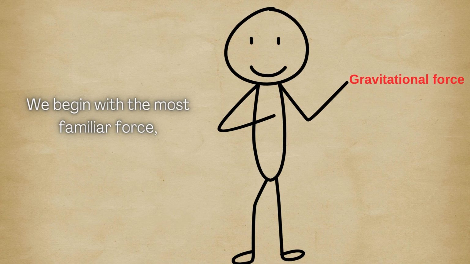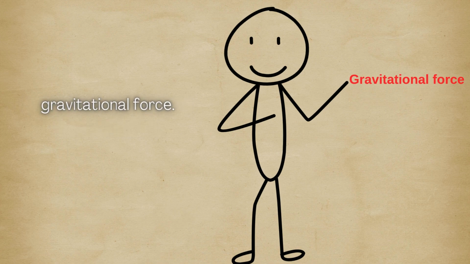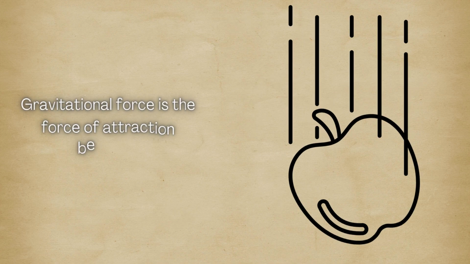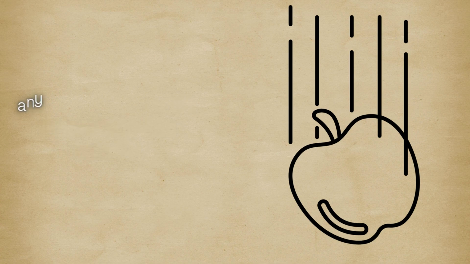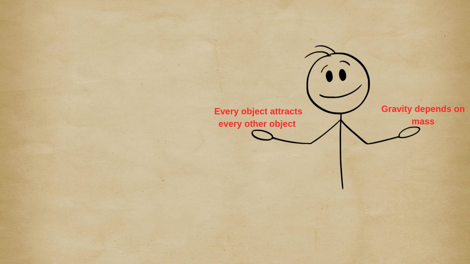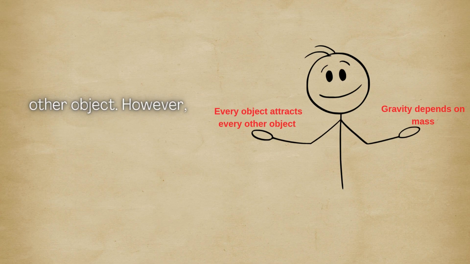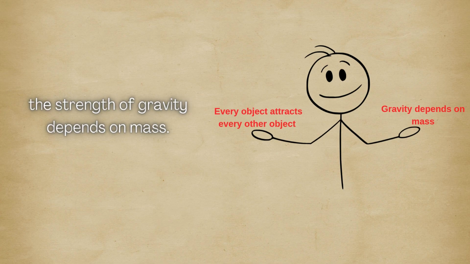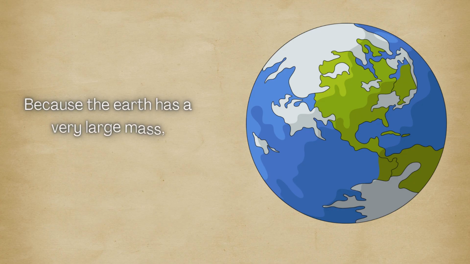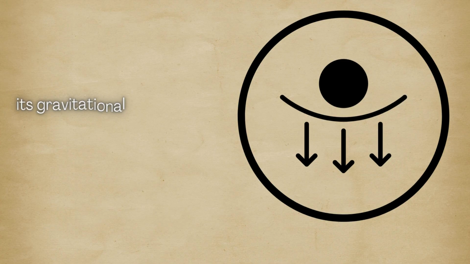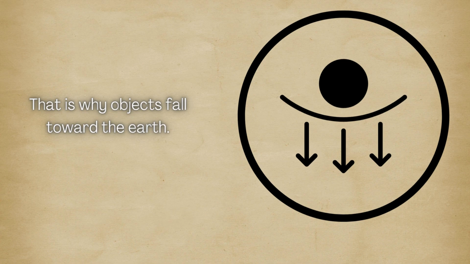We begin with the most familiar force, gravitational force. Gravitational force is the force of attraction between any two objects that have mass. Every object in the universe attracts every other object. However, the strength of gravity depends on mass. Because the Earth has a very large mass, its gravitational pull is very strong. That is why objects fall toward the Earth.